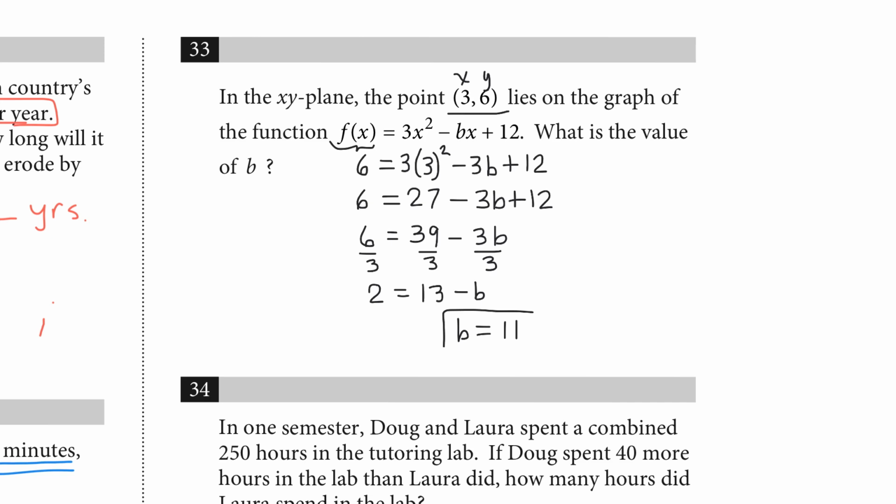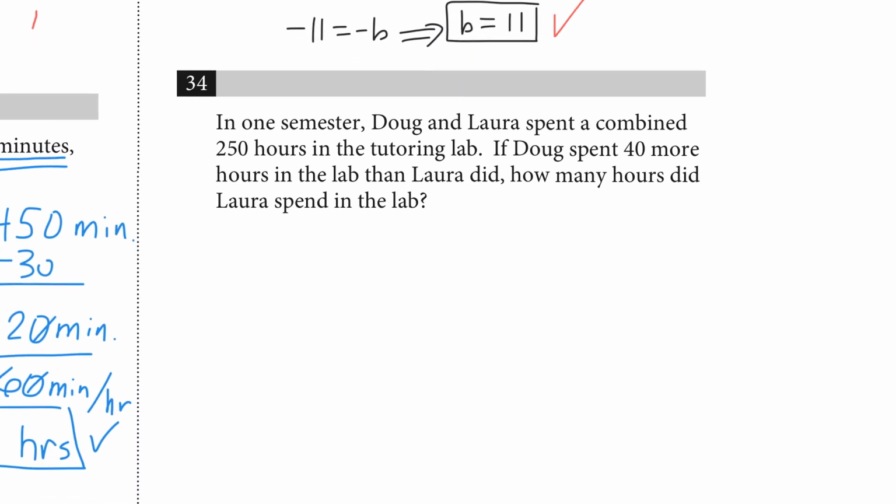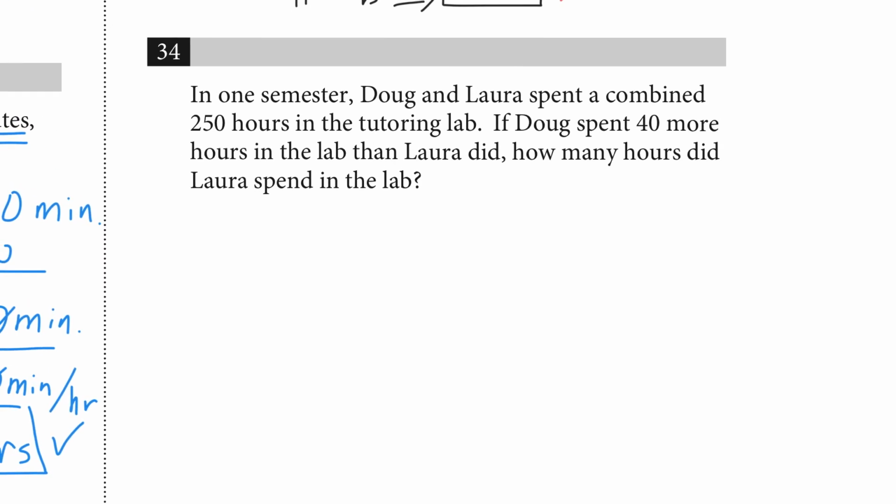And so that would be the answer for this one. Of course, you could subtract 13 on both sides, and you would get 2 minus 13, which is negative 11, is equal to negative b, and you wind up getting the same thing. So b is equal to 11 in this problem, and that was the correct answer there. Moving right along, this takes us down to number 34 on this test.